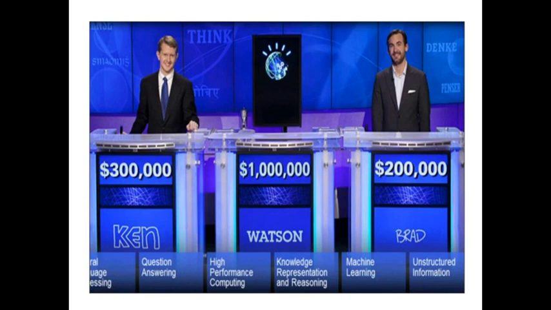At the other end of the spectrum, we have Watson, an artificially intelligent computer system developed by IBM, capable of answering questions posed in natural language. The computer system was specifically developed to answer questions on the quiz show Jeopardy, and you can see here that the computer is clearly doing much better than the humans.